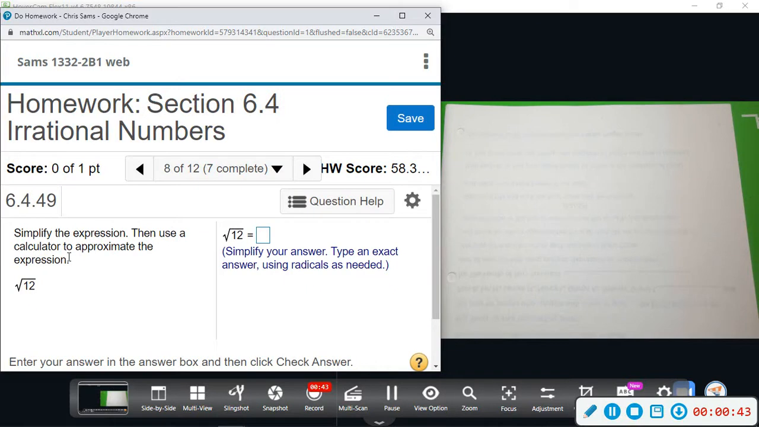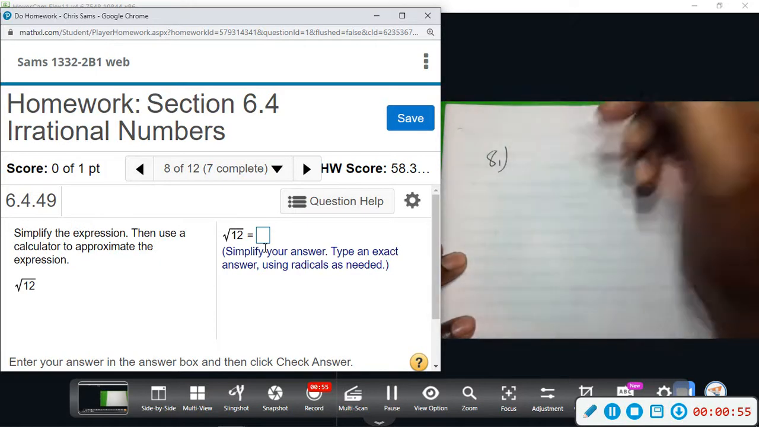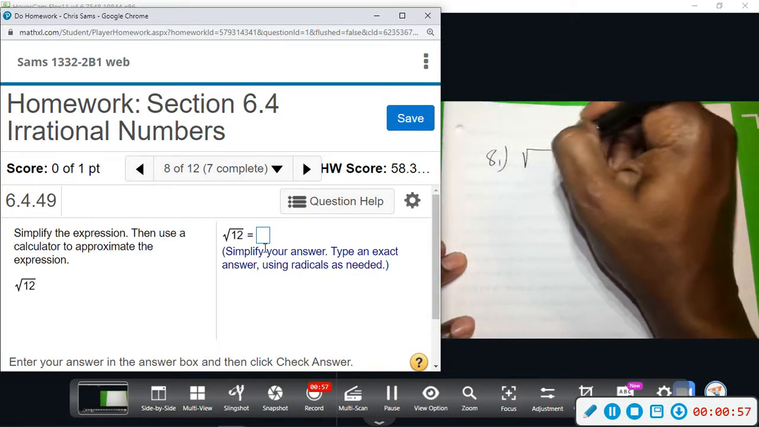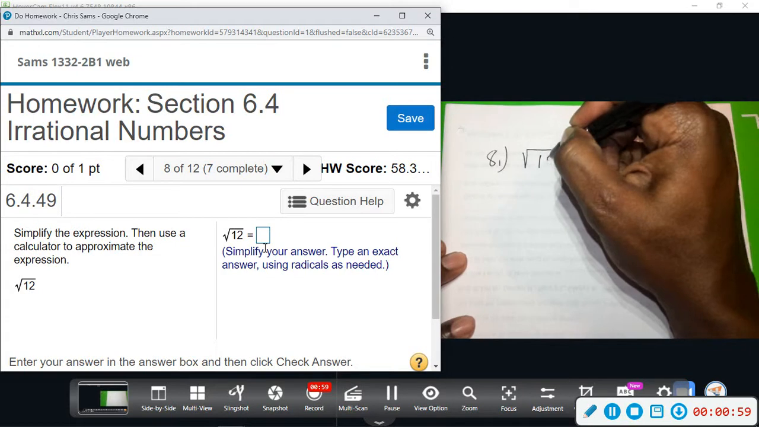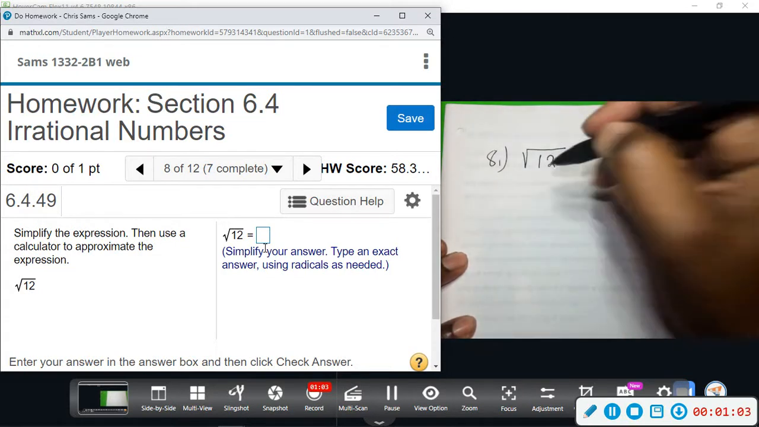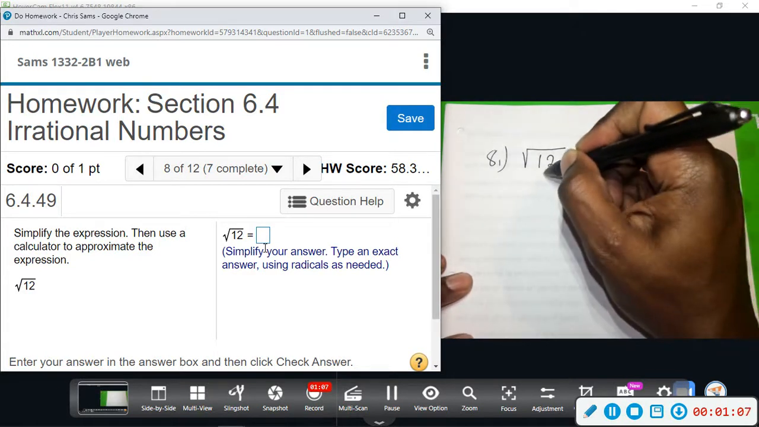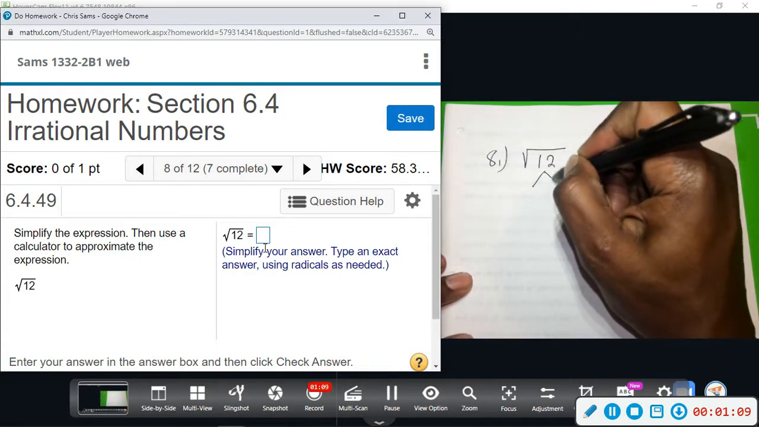Alright, we want to simplify this expression, and then use a calculator to approximate. Simplify means we're going to break down this square root. The first one I actually get to do some work on: the square root of 12. There's 2 ways you can do it, depending on your familiarity with multiples of numbers. The basic fundamental way of doing this is breaking it down to primes.